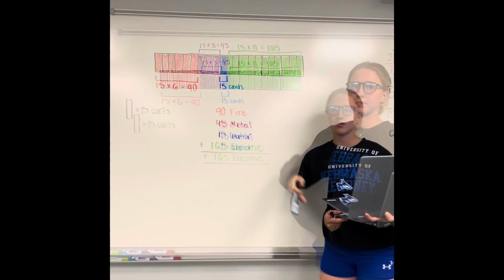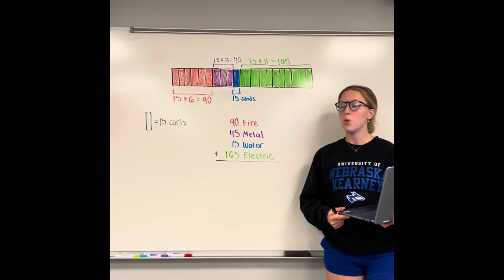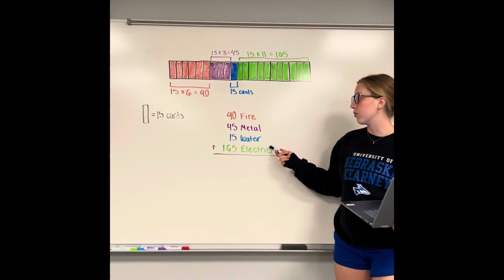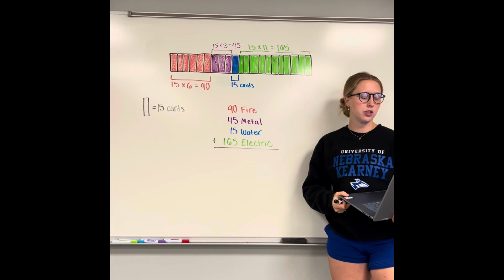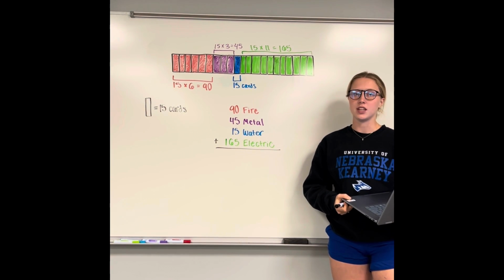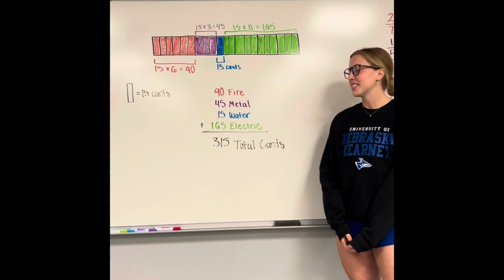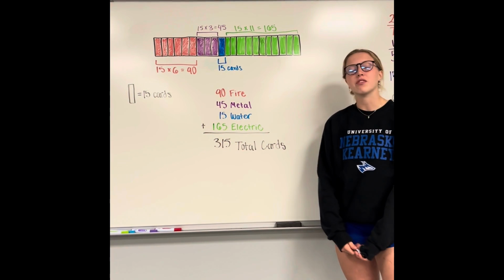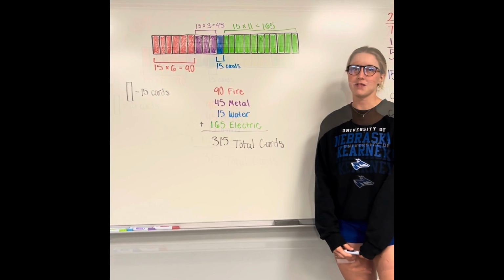The last part of this problem, we need to add each of the 4 attribute cards together to find the total amount of cards in Xander's collection. As we can see, Xander owns 315 total cards of Pokemon.